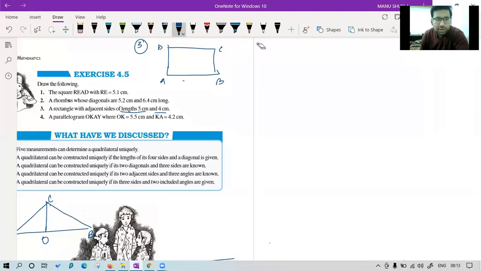Given to us is two adjacent sides. So we can say AB and BC or AB and AD, whatever you want, you can take. I am taking AB as 5 centimeter and BC as 4 centimeter. Now the problem is how to draw this quadrilateral with only two things given to us. Again, we have to think of properties of a rectangle. Rectangle is a special parallelogram.